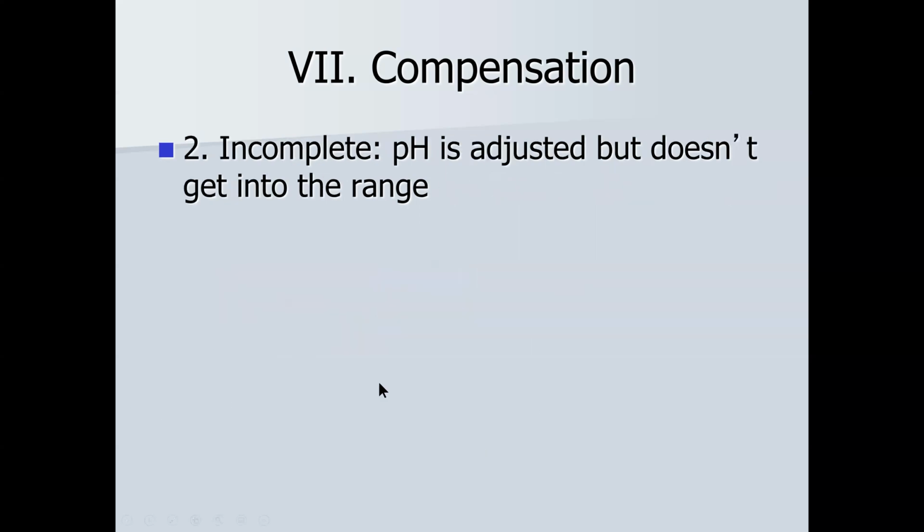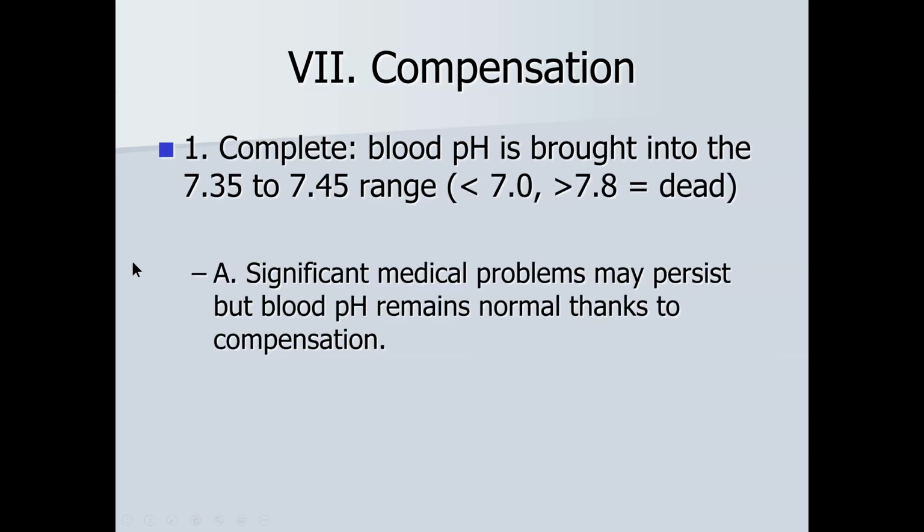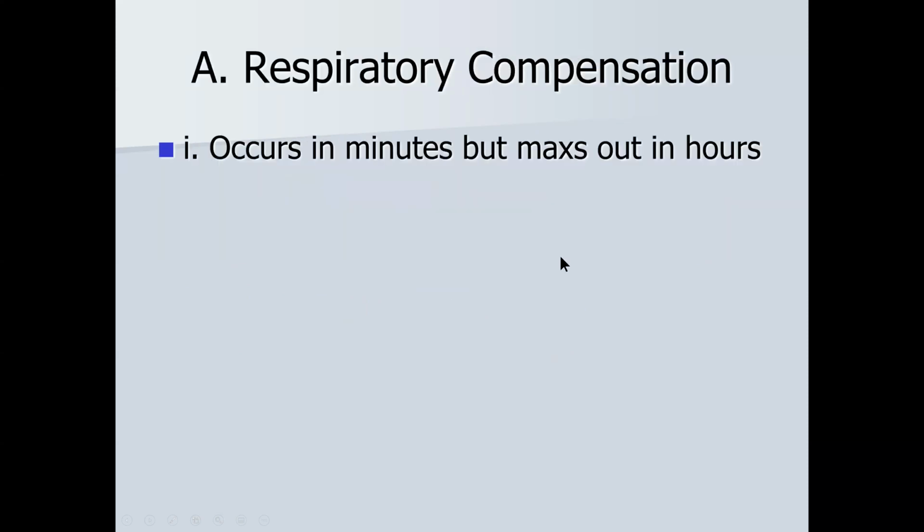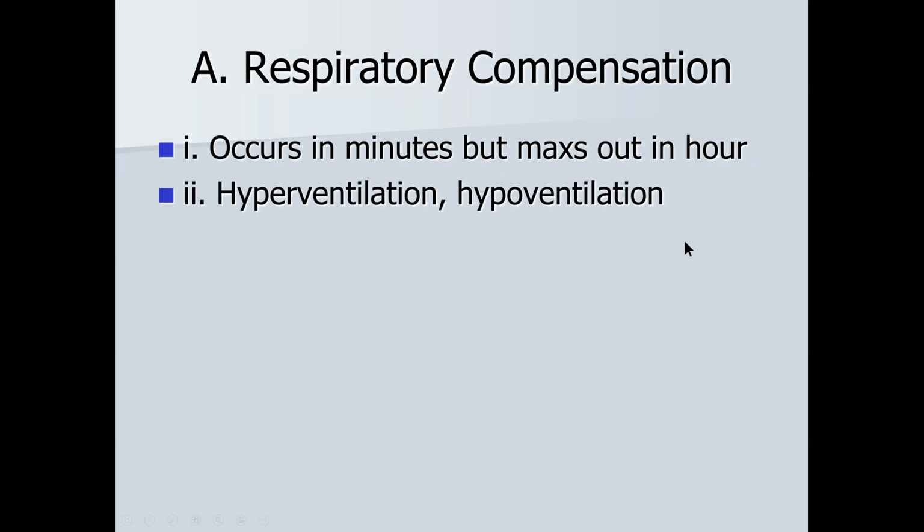Okay. Incomplete: pH is adjusted, but doesn't get into that range. So we can completely compensate. We can bring it back into the range, or we can get incomplete. We can be adjusted, but not get back into the range. Respiratory compensation occurs in minutes, but maxes out in hours. Okay. That's what I was saying. The chemical system is immediate. Respiratory is minutes, but maxes out. Hyperventilation, hypoventilation. That's literally the two techniques we have there.